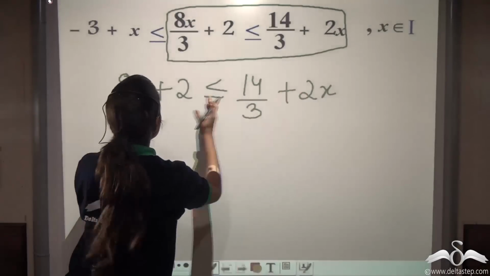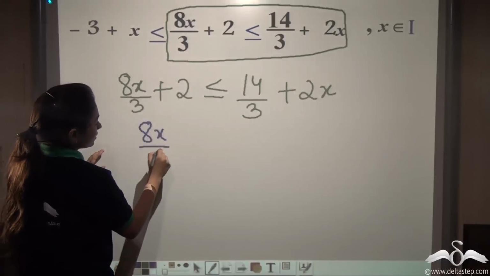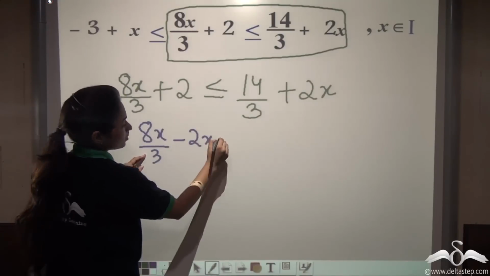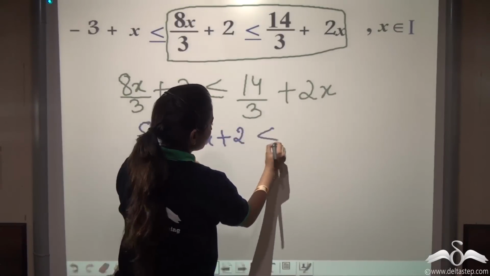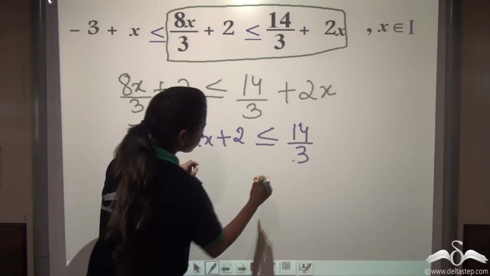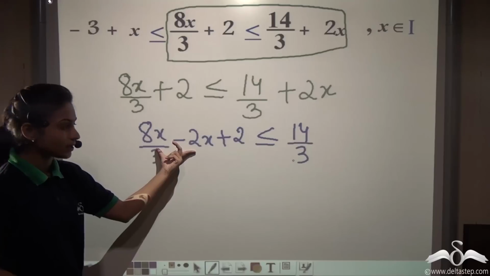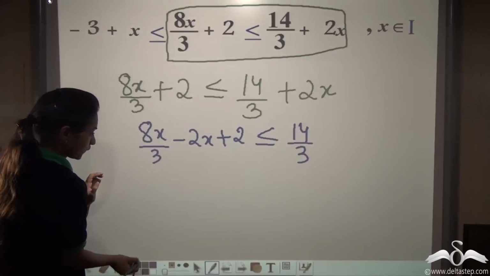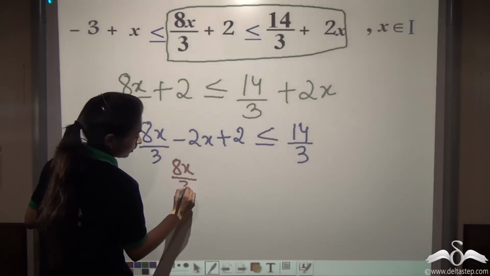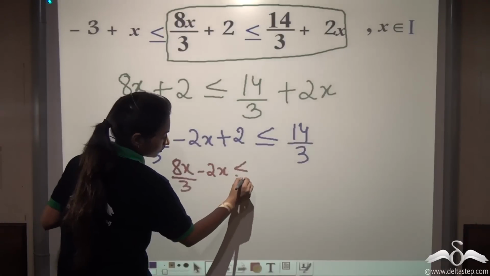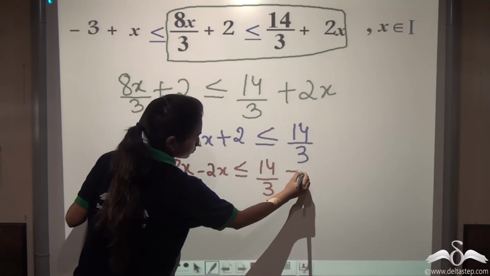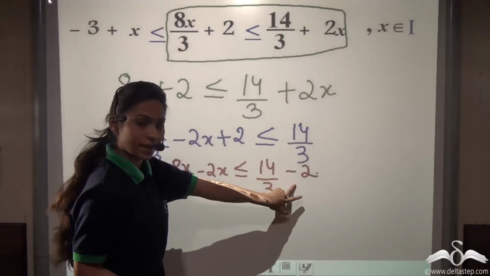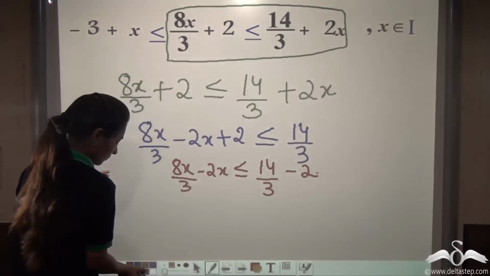Again, we'll bring the x's to one side. So 8x by 3 plus 2x will come here and become minus 2x. Plus 2 remains less than or equal to 14 by 3. You can see both x's have come to one side. We need to remove this plus 2 to that side so we can equate x. So 8x by 3 minus 2x, see this plus 2, that is positive 2, goes towards that side and becomes negative 2. Now equate both sides.